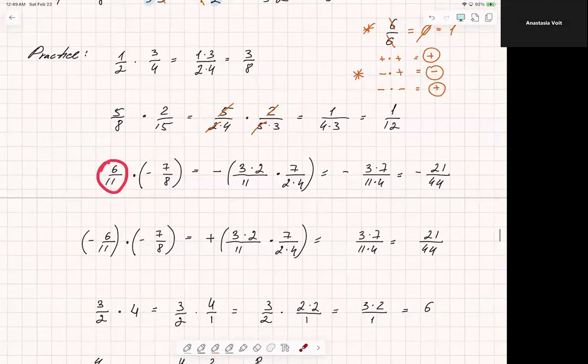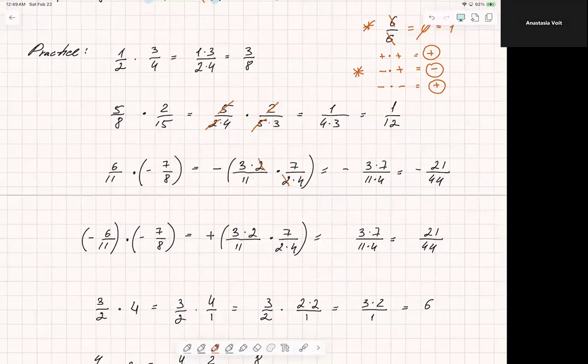Okay, so we have 6 over 11 times negative 7 over 8. Since one of the values is negative, we just take that negative to the front so that it doesn't interfere with our calculation. And we just calculate the values. Now, another thing, notice that 6 and 8 are divisible by 2, both of them. So we will write 6 as 3 times 2 and 8 as 2 times 4. And we can cancel 2 and 2, right? So we would get 3 times 7 over 11 times 4 with the negative sign as well. So we would have 21 over 44. And this is, I believe, in its lowest terms. So we keep it as it is.